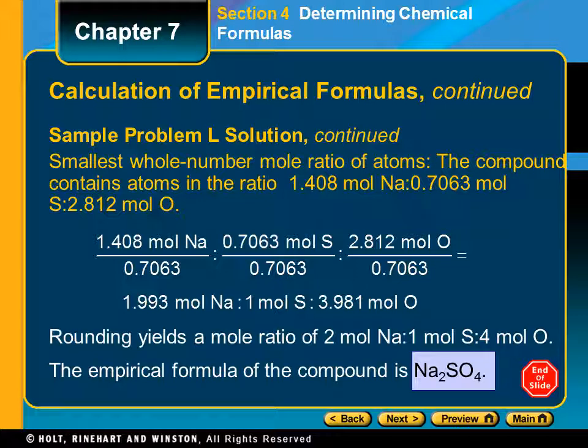Remember, that's your empirical formula. That shows you the smallest whole number ratio of moles. It does not necessarily show you the exact number of atoms bonded together. That would be the molecular formula.